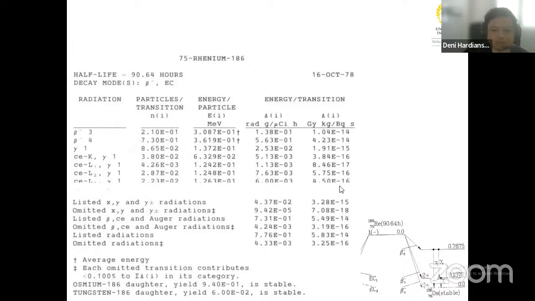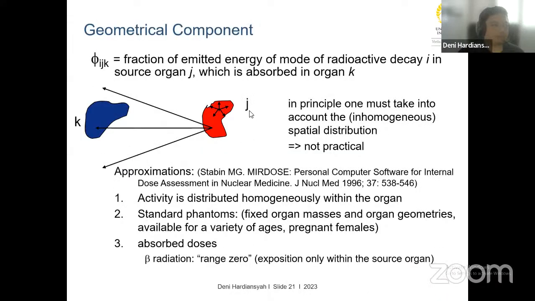Okay, and that is the first part that we need to understand: the whole mode of decay, the energy, etc., about the physical characteristics of our radionuclide. The second thing that we really need to understand and learn is the geometrical component.